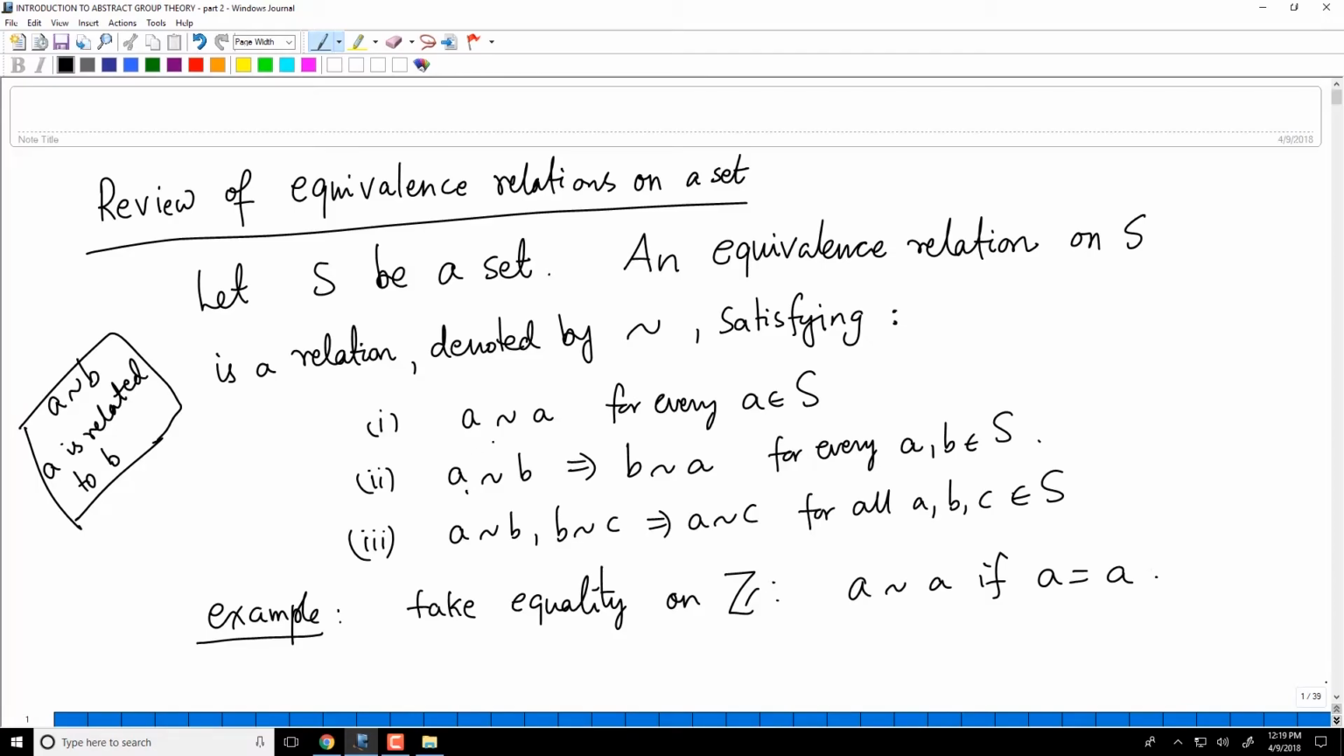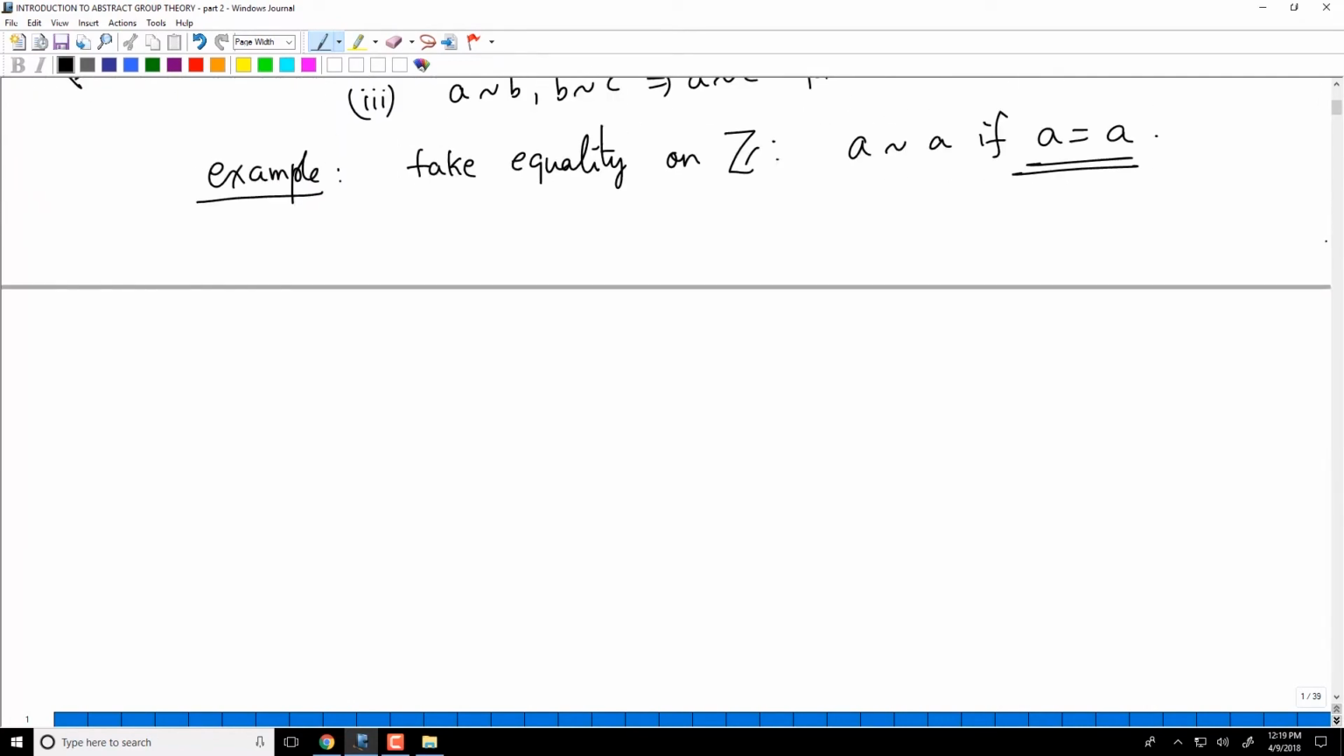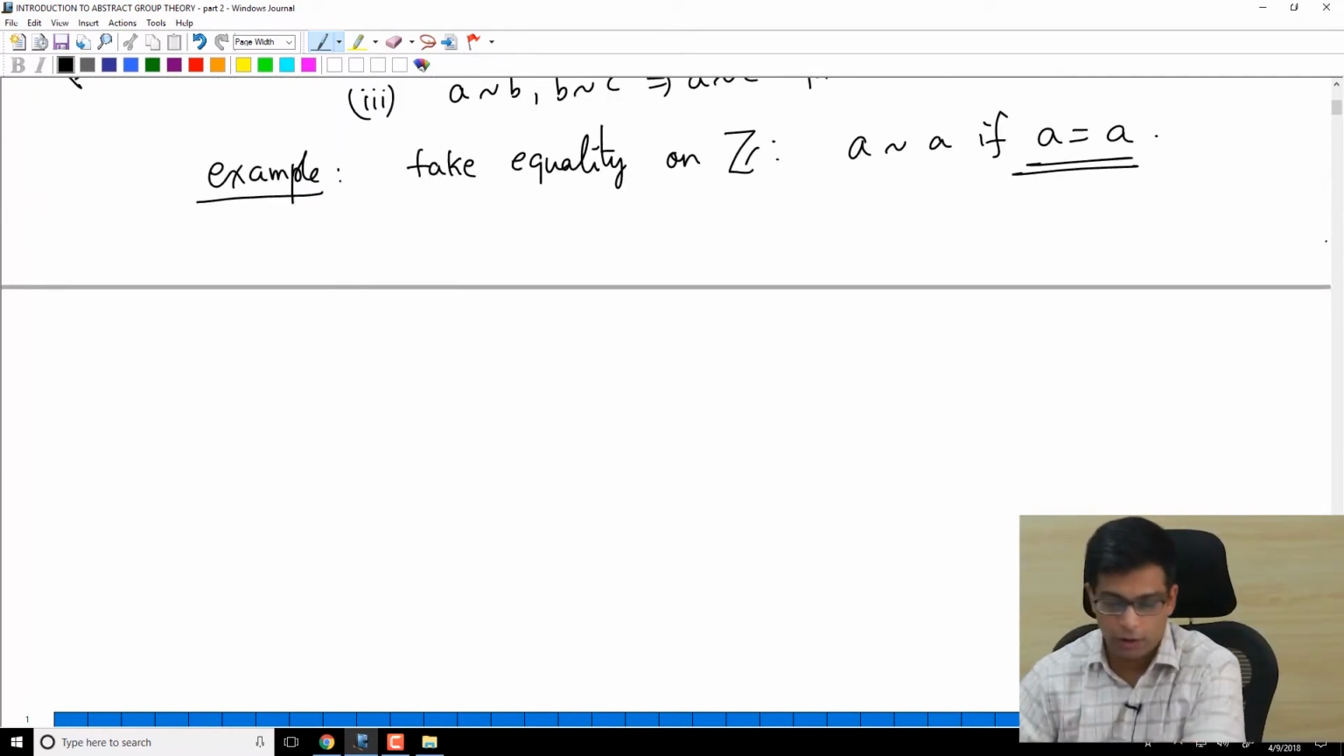Every element is equal to itself. If A equals B, then B equals A. If A equals B, B equals C, then A equals C. So there is no surprise that equality is an equivalence relation, but there are more interesting equivalence relations, and hence you actually do talk about equivalence relations, because there are equivalence relations that are not equalities.